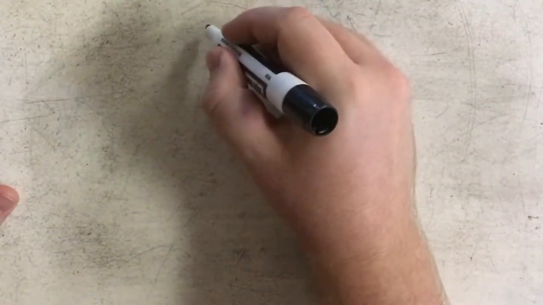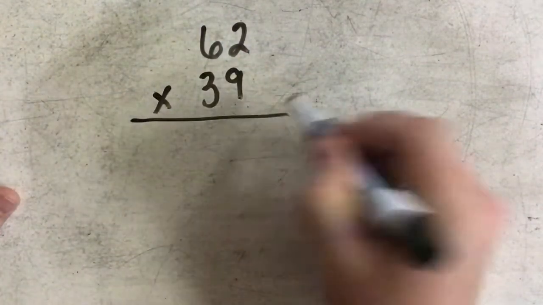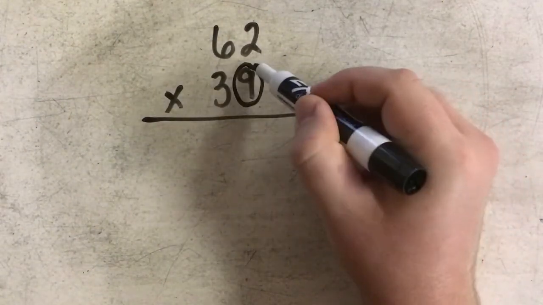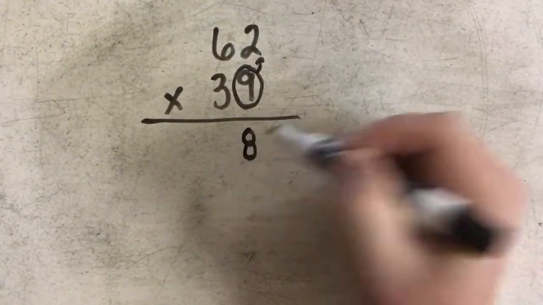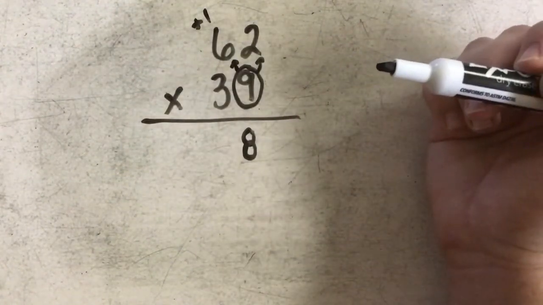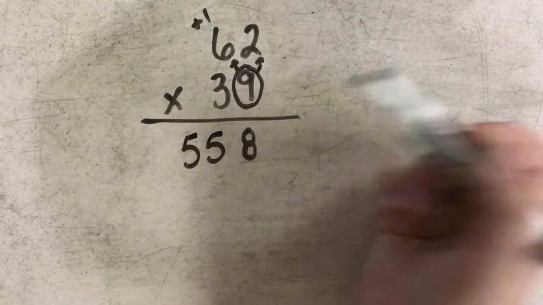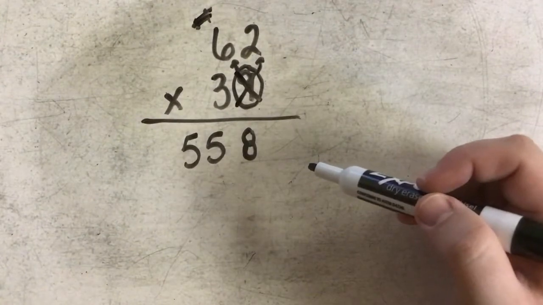Let's do one more example. This problem we will do 62 times 39. Again, I'm starting in my ones place and multiplying 9 times 62 first. So 9 times 2 gives me 18. Bring my 8 down here, my plus 1 up top. 9 times 6 gives me 54, plus 1 gives me 55. No longer multiplying anything by that 9, so I'm going to cross out the 9 and the add-ins.